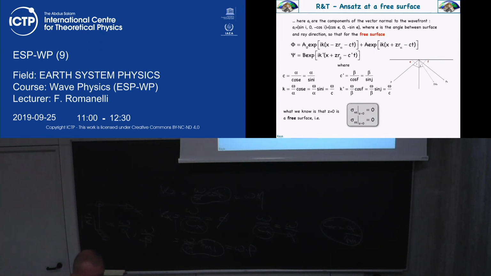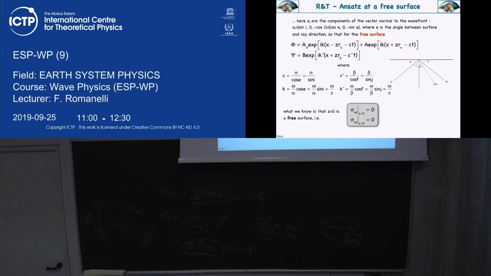By the way, what should we do now? Okay, we want to solve the problem of a P wave that is arriving at a free surface and to understand something about the reflections. Let's write our guess, as we did with the string. Let's apply the boundary conditions. Let's see what's coming out.